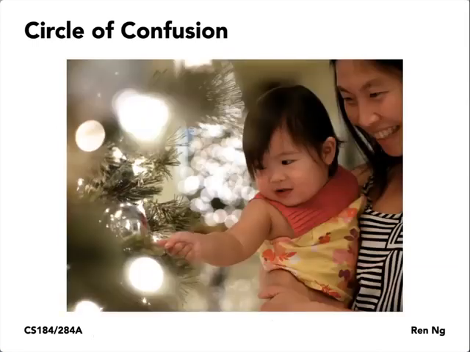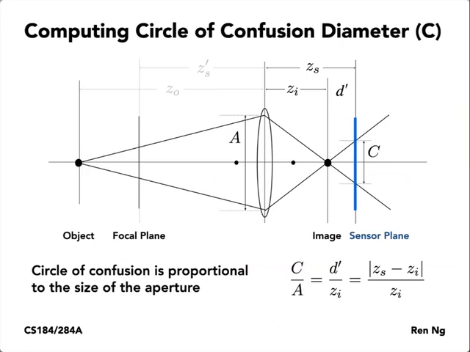Okay. So circular confusion. We saw it visually. That's the idea. Closer and further things are going to blur out. How much are they going to blur out on our sensor plane? That's what I want to calculate next.